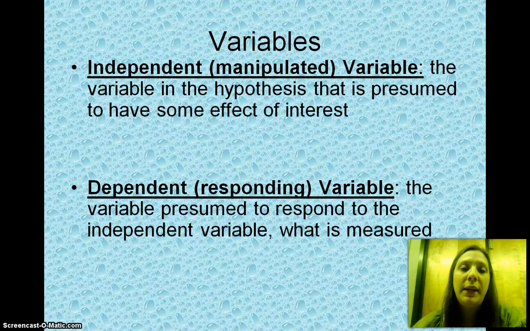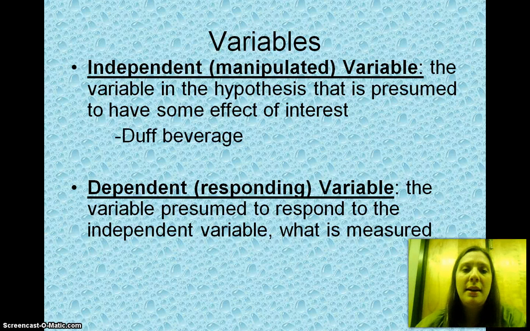Now, in the experiment, we have variables as well. So we have an independent variable, also now called the manipulated variable. And this is the variable that we think is causing some sort of effect on the group. We think it's the reason we're seeing or observing this problem. Okay? And so in this case, the Duff beverage is the independent variable. The independent variable is also what is controlled by the experimenter.